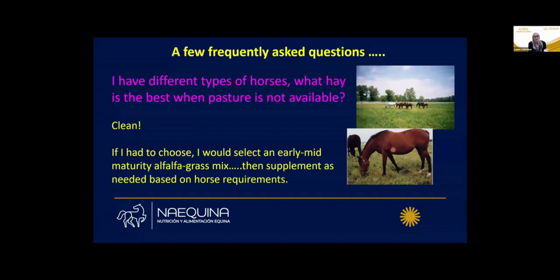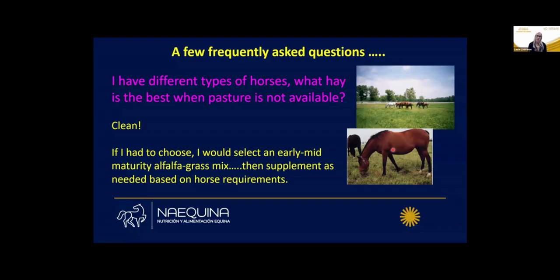So I have different types. What in the winter time or when pasture's not available, what kind of hay should I choose? So first quality is it has to be clean, first characteristic, because you can fix the nutrients missing based on hay type and stage of maturity with extra concentrate or less concentrate, but you can't fix the contaminants that are in the hay that the horse might be eating. So you want it to be clean.